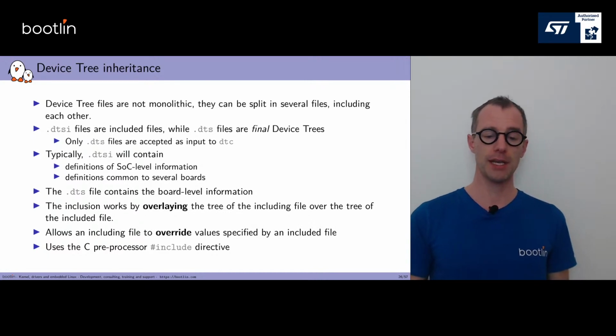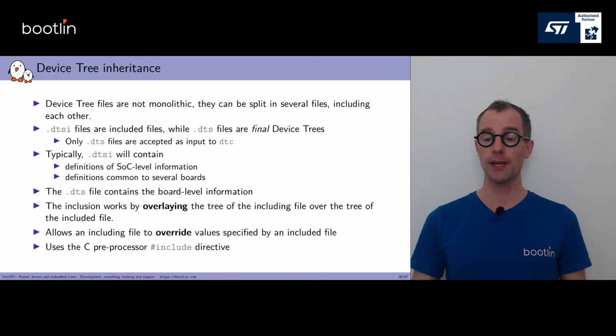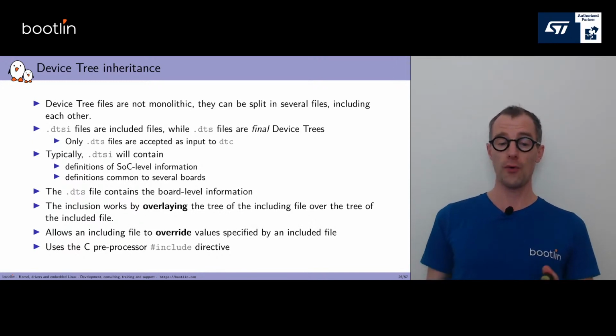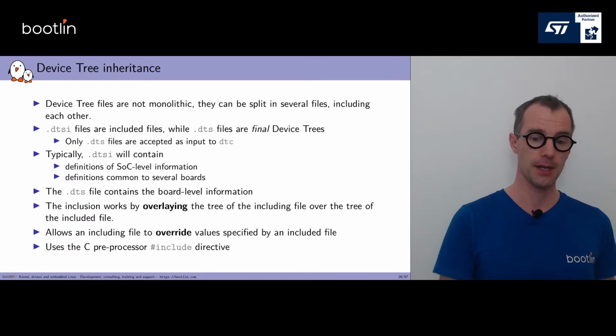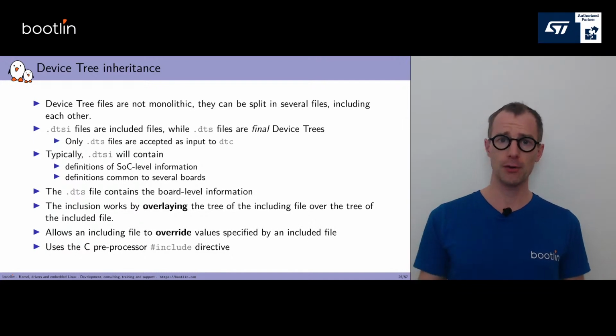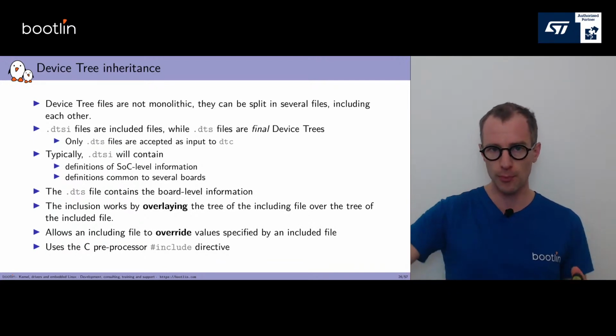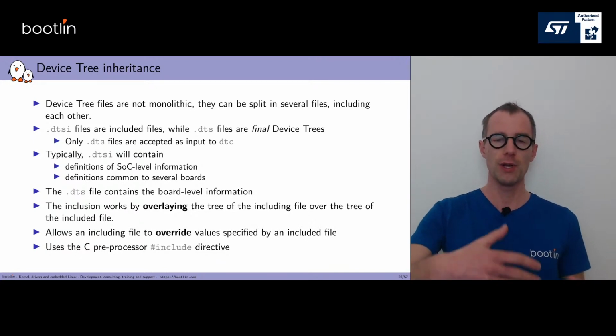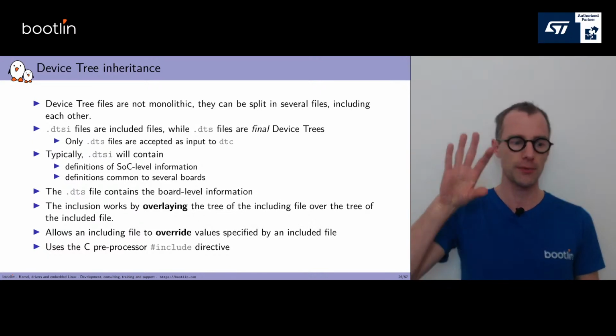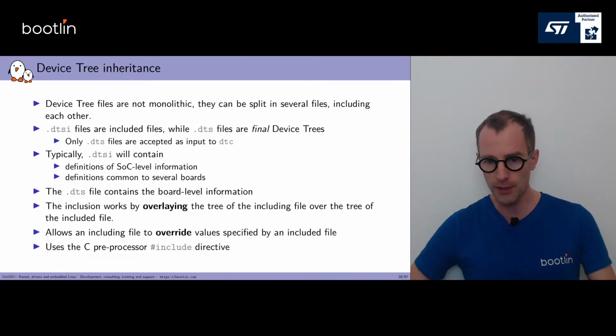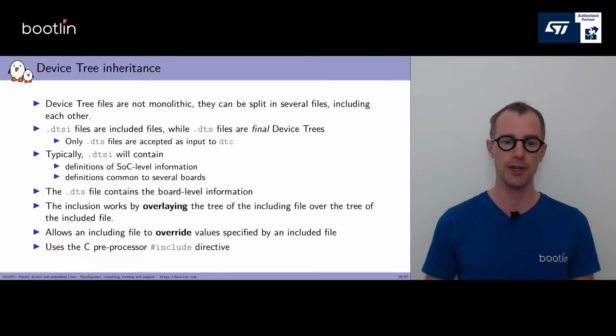This inclusion mechanism works by overlaying the tree of the including file over the tree of the included file. So in practice, this is just a #include directive. So once the C preprocessor has made its pass, you will have all the trees of the different DTSI files that you include and the final DTS, one after the other.